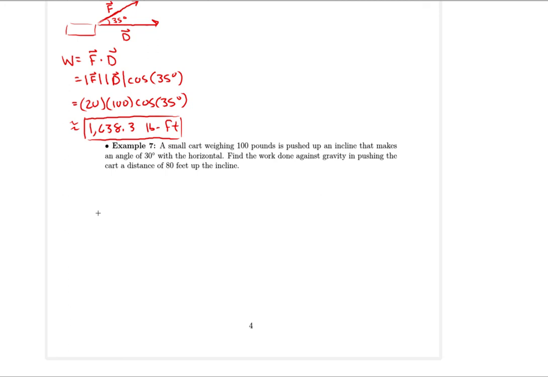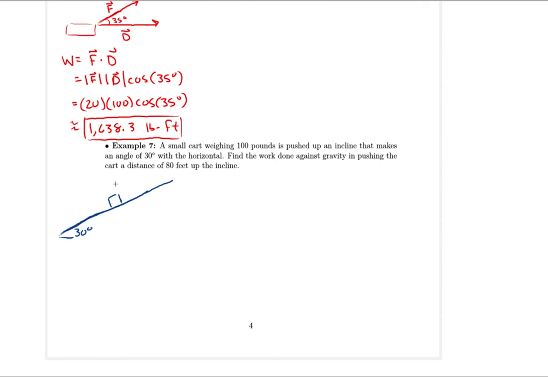So let's do one more example here. In this one it says a small cart that is weighing 100 pounds is pushed up an incline that makes an angle of 30 degrees with the horizontal. So here's our incline here. So we're making this 30-degree angle here. Okay, and so we've got this cart that's right there. Now it says find the work done against gravity.